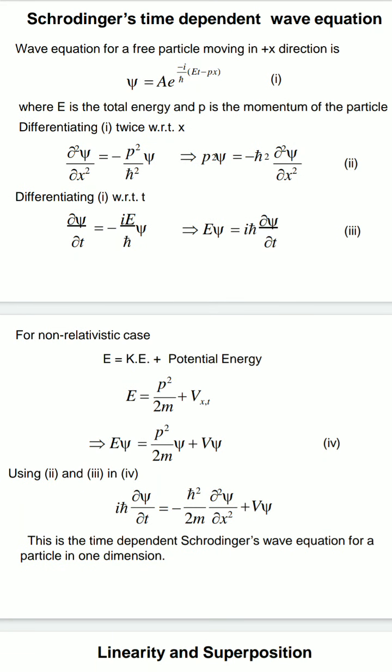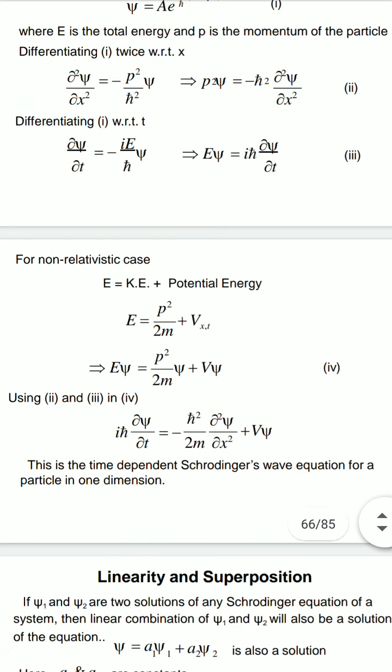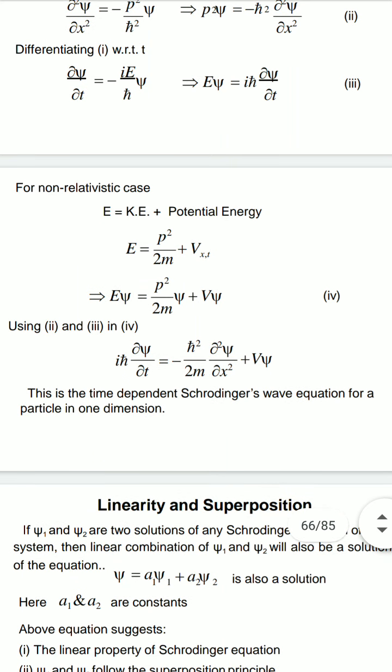So instead of P square we substitute minus h cut square dou square psi by dou x square, so it will be minus h cut square by 2m dou square psi by dou x square. V psi we have written like that itself. E psi is i h cut dou psi by dou t. So this is now the new Schrodinger equation which is depending on time. I h cut dou psi by dou t is the left hand side, which is depending on time, and the right hand side is depending only on position. So this is the time dependent Schrodinger wave equation in one dimension.